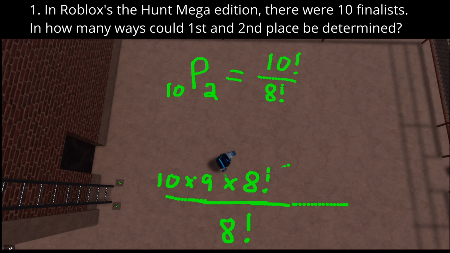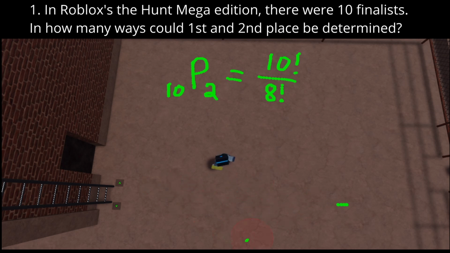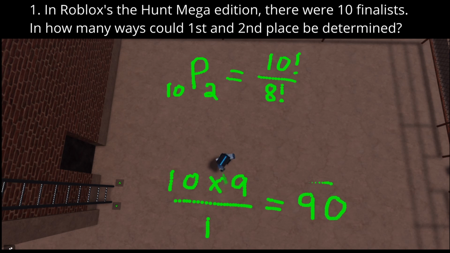So I'm just going to cancel these out now, and that leaves me 1 in the denominator. So I'll have over 1, 10 times 9. And then 10 times 9 is just 90, and 90 divided by 1 is just 90. So we just have 90 ways that we can arrange first and second place out of these 10 finalists. Let's go to the next problem.